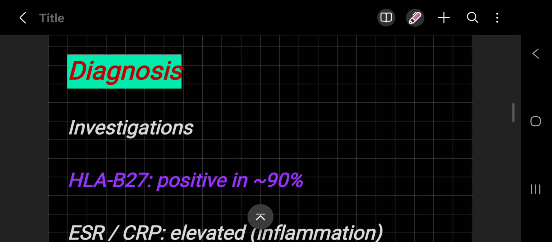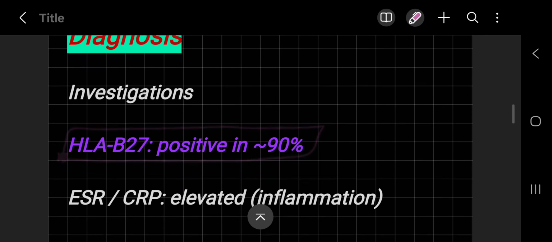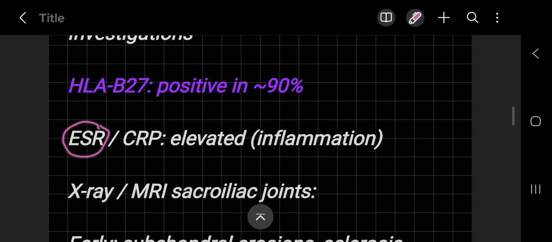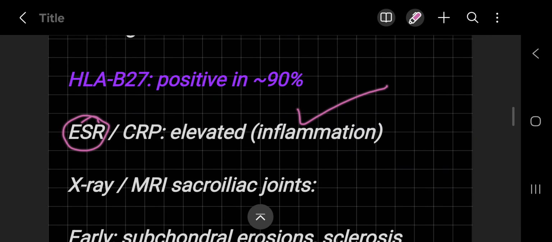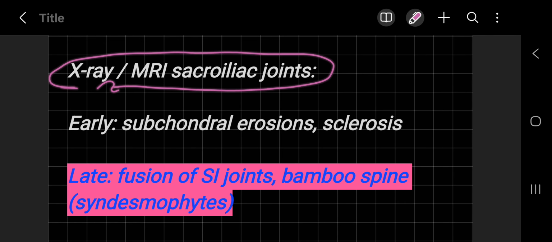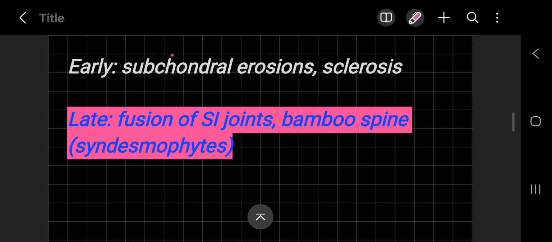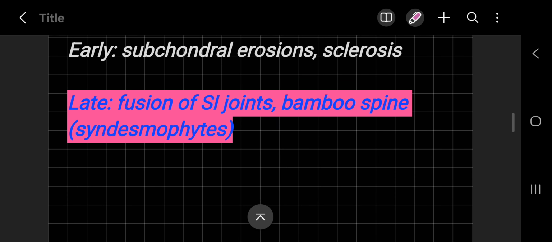Diagnosis and investigations. HLA-B27 is positive in almost 90% of cases of ankylosing spondylitis. ESR is raised because of inflammation, and radiographs are done, X-ray and MRI. X-ray changes appear later, but MRI can detect early changes. Early changes are subchondral erosions and sclerosis of the ligaments and bones.